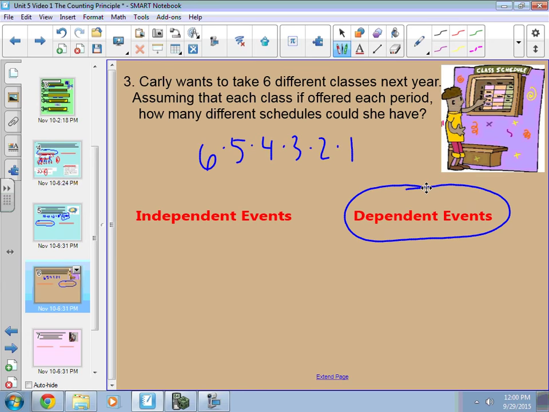Luckily, in math, there is a button that can do this type of multiplication for us. When you multiply each number times the next number down all the way down to 1, it's called the factorial button, and it looks like an exclamation point. So if we type in 6 factorial, your calculator will type in 6 times 5 times 4 times 3 times 2 times 1 for you and figure out what that equals.